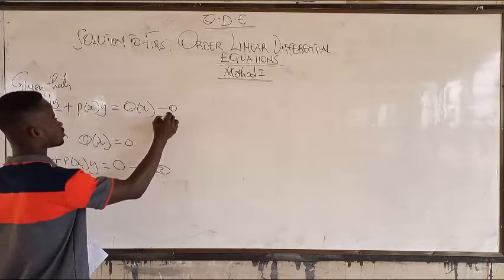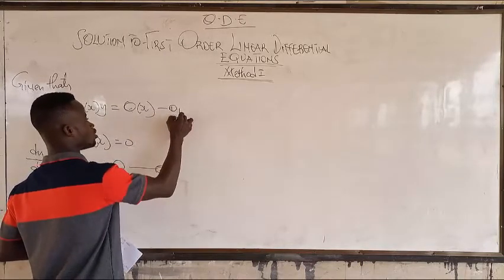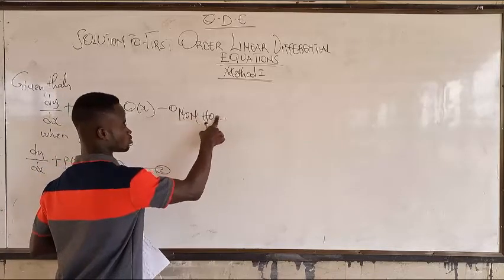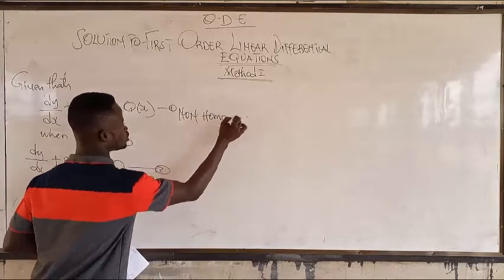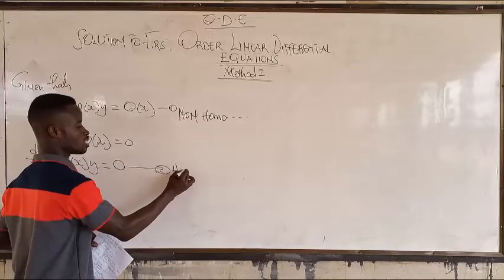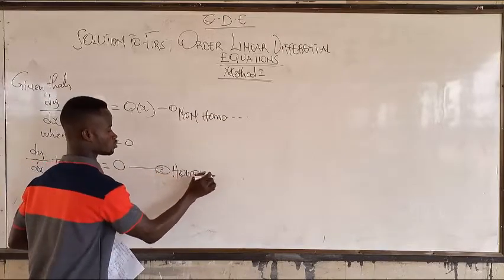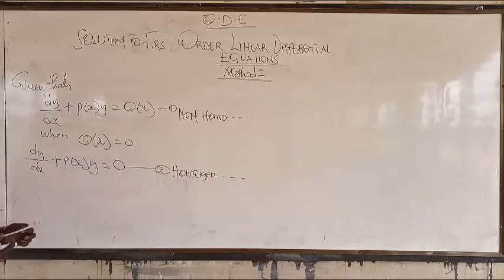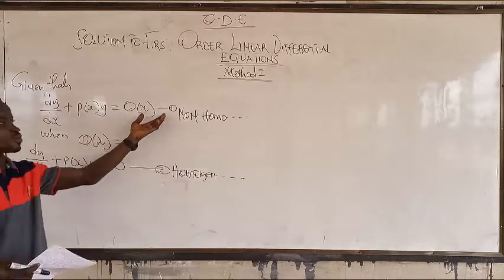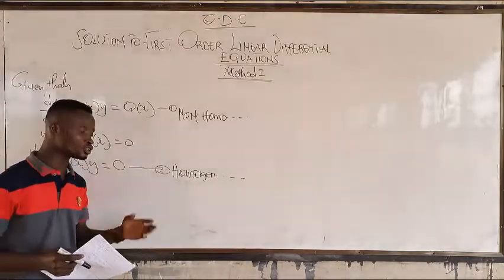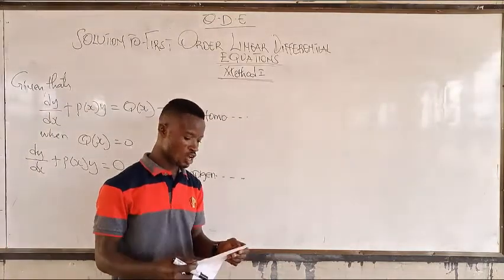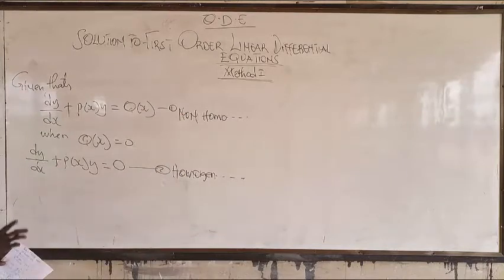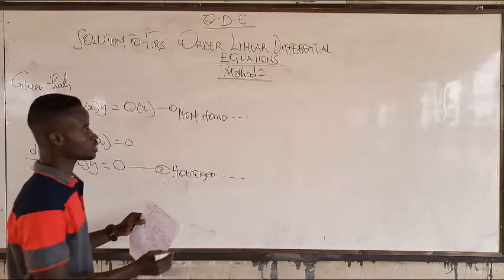So this is the non-homogeneous equation, and this is the homogeneous. We are going to name these equation 1 and equation 2, and we are going to lay emphasis on them when going through. So make sure you don't forget that. Now, let me come to this side.